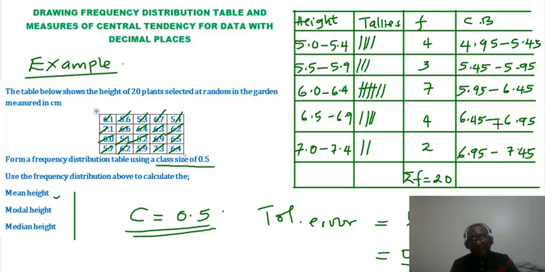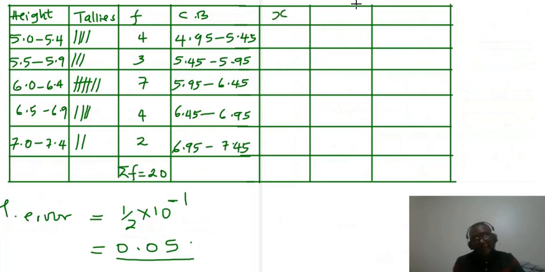So you observe that when you subtract the lower class boundary from the upper class boundary of any class here, we shall be getting the class size, which is the class width. Next, they need us to find the mean. So to find the mean, we need to have fx. So in our table, we are going to include columns of x and fx. So we shall have here x, this will be fx, and we shall have the cumulative frequency.